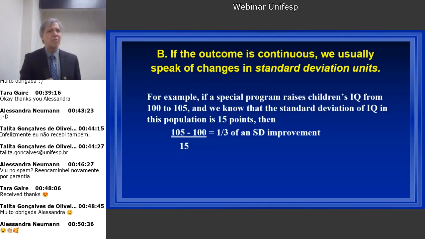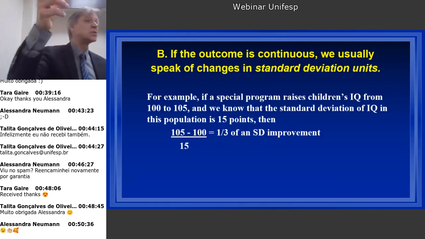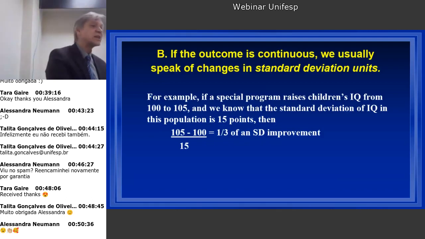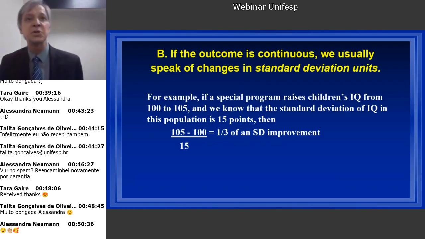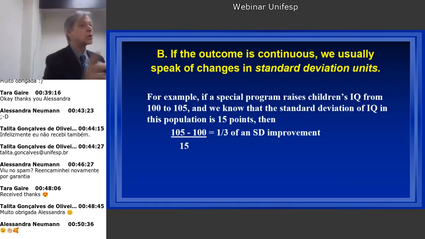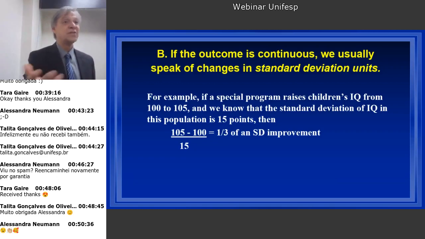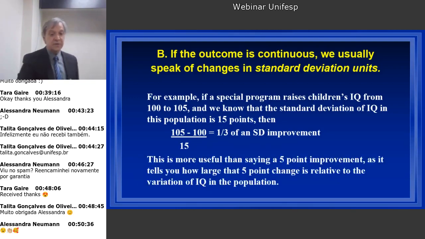And this is a very powerful way to do it because remember it's the standardized normal distribution, the Z distribution. You may be 1 standard deviation to the right, 1 standard deviation to the left. So you can say that your treatment changed the effect by 1/3 of a standard deviation. That's a very powerful, clinical, clear way, indistinguishable from anything else. This is more useful than saying a 5-point improvement. And it tells you how large the 5-point change is relative to the variation. You see how important this is?